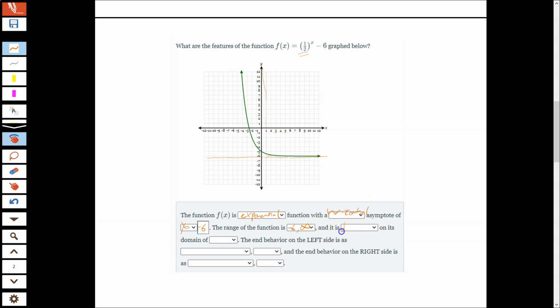And it is now decreasing on its domain of everything, right? -infinity to infinity. So it takes up the whole x-axis. The end behavior on the left side is as x goes to -infinity, y goes to infinity, so it goes up forever. And then the right side, well, as x goes to infinity, y goes to, in this case, -6. Y goes to -6.